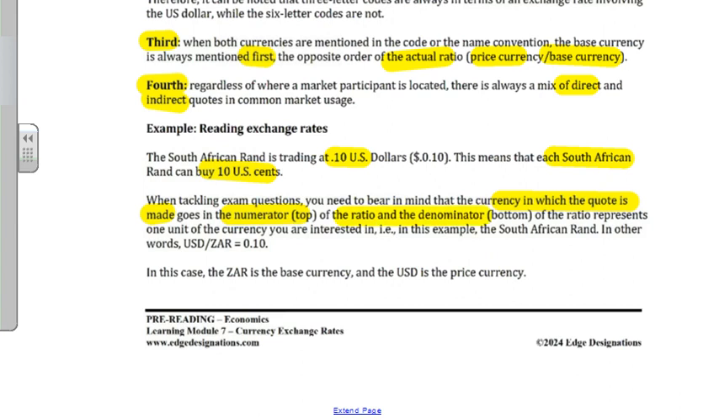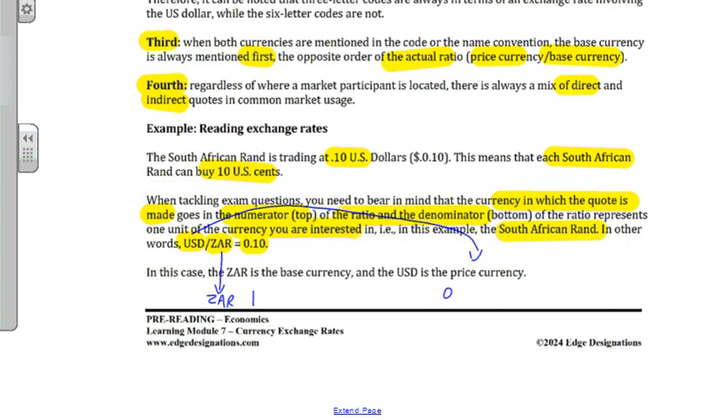and the denominator is the currency that you are interested in. In our particular case, because we're working in South African rands, we would say US dollars over ZAR is equal to 0.10. In other words, 1 ZAR will purchase you 10 US cents. In this particular case, guys, the ZAR is the base currency. I'm using 1 ZAR to purchase the price currency, US dollars.